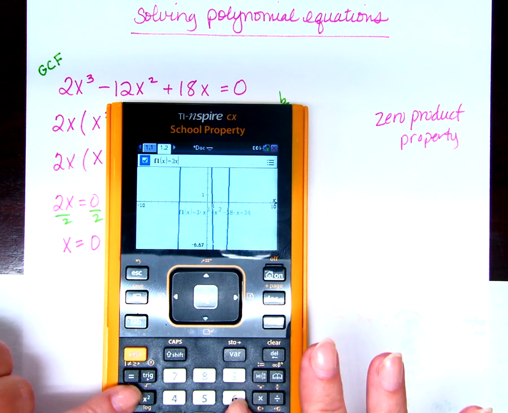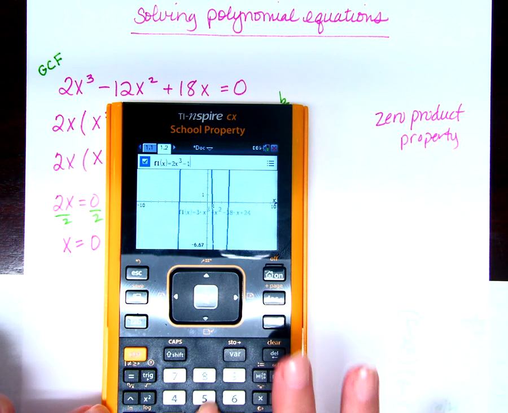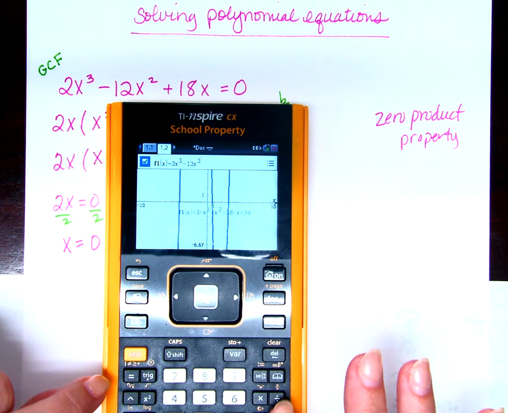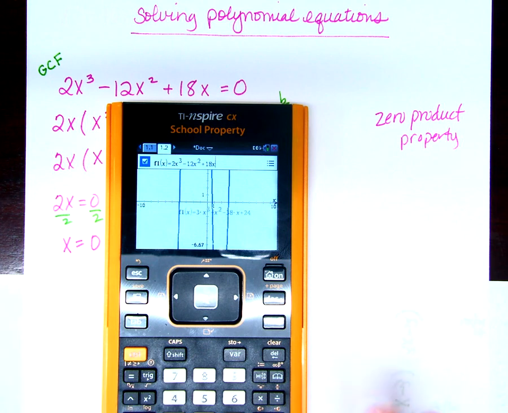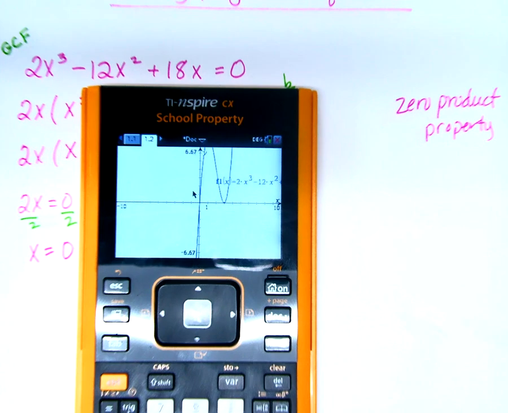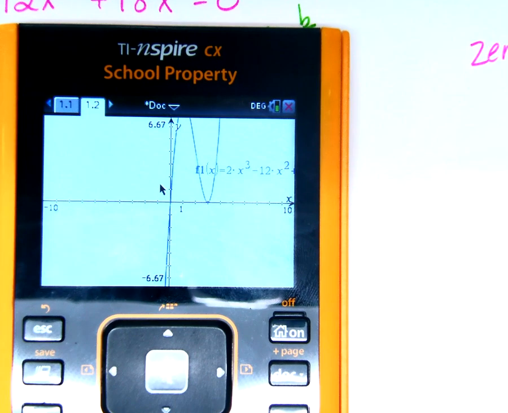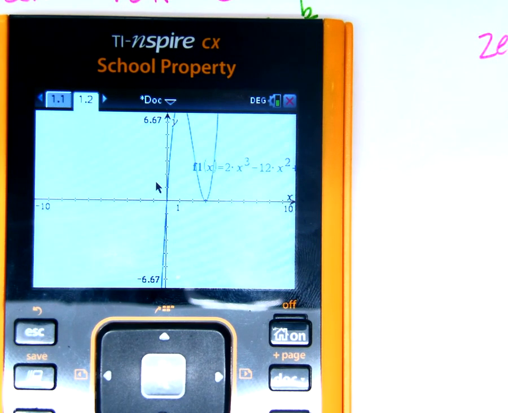x to the 3rd minus 12x squared plus 18x. Do you notice anything about this graph of this function? It's nice and smooth for sure, isn't it? Okay. Where does it cross the x-axis?